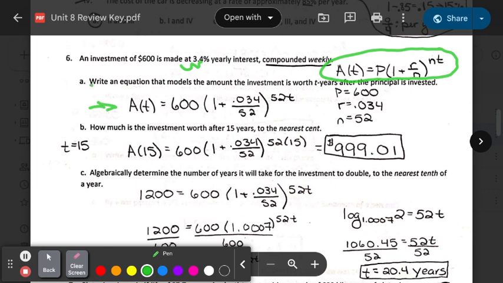One little point on a test, it says write an equation. Make sure you make it an equation, not an expression. How much is the investment worth after 15 years? You plug a 15 in for the T or the X and put that in your calculator.